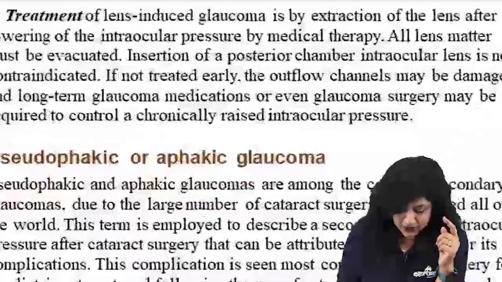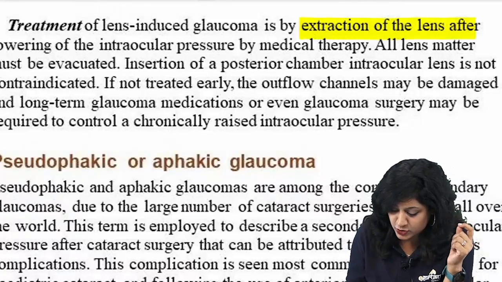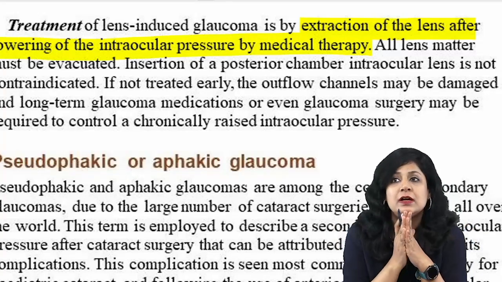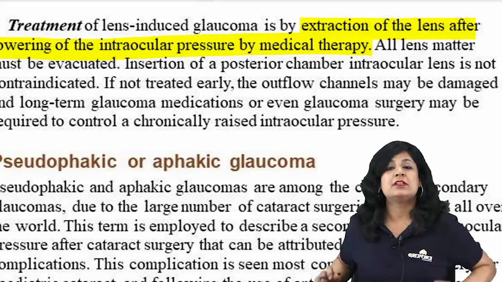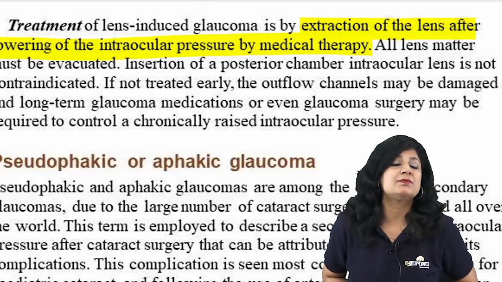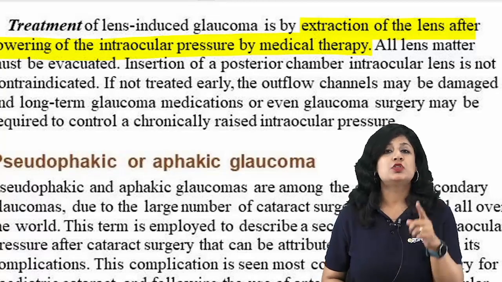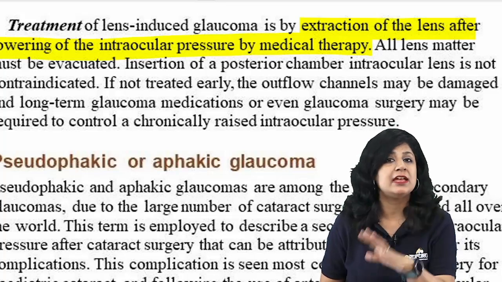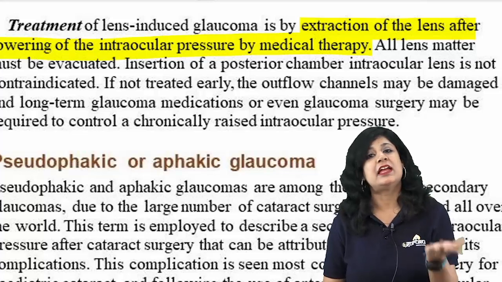Okay, now let us talk about the treatment part. Treatment of the lens-induced glaucoma is by extraction of the lens after lowering the intraocular pressure by medical therapy. Now again very important. First treatment to be given and the most important treatment. Obviously, the most important treatment is your extraction of the lens. We will have to extract the lens because it's a lens-induced glaucoma, but it is not the first thing to do because first you have to lower the intraocular pressure. You cannot do any intraocular surgery on the high pressures. So, we will have to lower down the intraocular pressure by the medical agents and then go for the extraction of lens.